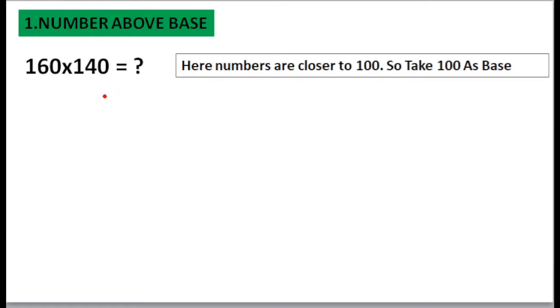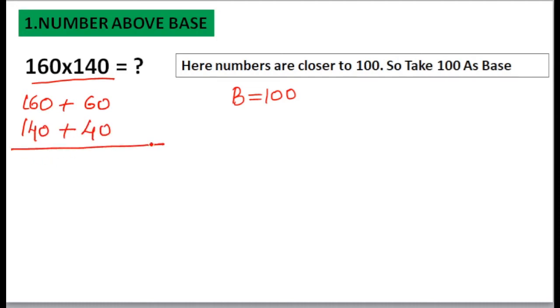Next is 160 into 140. Both are nearer to 100. So base will be 100. And 160 is 60 greater than 100 and 140 is 40 greater than 100. So your RHS will be 60 into 40, that is 2400, and your LHS will be 140 plus 60, equal to 200. But your base has 2 zeros.